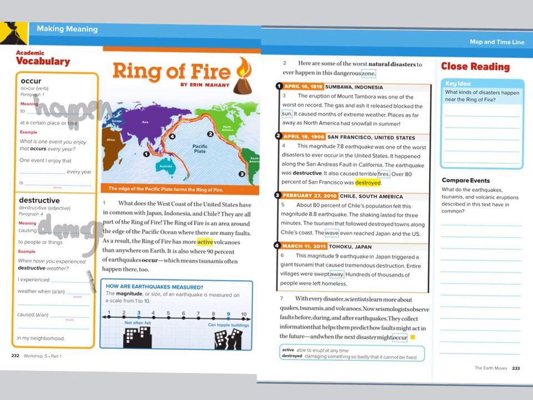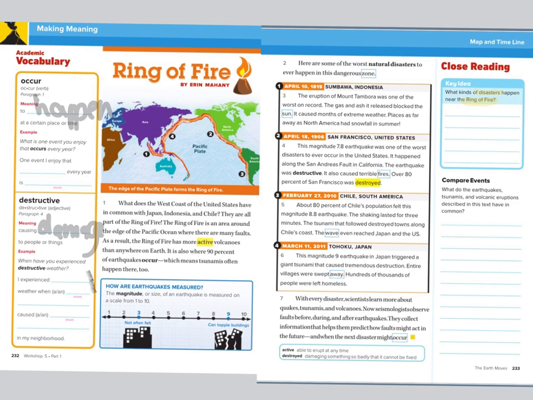Now, let's look at the key questions on the right, and we're going to highlight the important words in the question to help us as we begin to read. What kinds of disasters happen near the Ring of Fire? So as we read, we want to think about the important parts of the question. So we want to know about the disasters near the Ring of Fire. So make sure you highlight that.